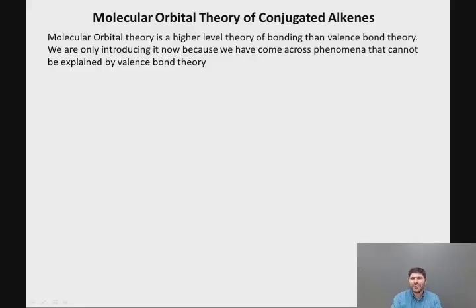So molecular orbital theory is a higher level theory of bonding than valence bond theory. As you recall, valence bond theory involves hybridization of orbitals to form sp2 and sp3 hybrids, followed by the overlap of those hybrid orbitals to form bonds. But there are certain phenomena that cannot be adequately explained using valence bond theory, such as what I introduced you to in the last video, the UV-Vis spectra of conjugated alkenes, the bond lengths, etc., then we need to go to a higher level theory.